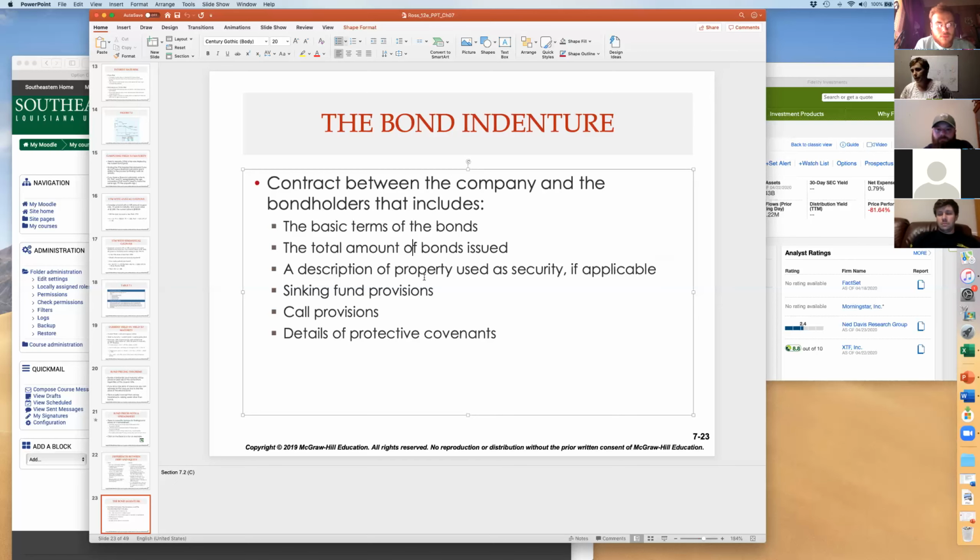Right? Protective covenants decrease risk, therefore decrease return. All right, any questions about that? All good?